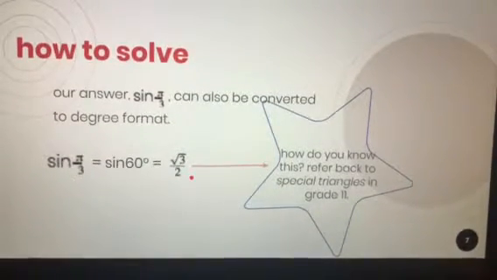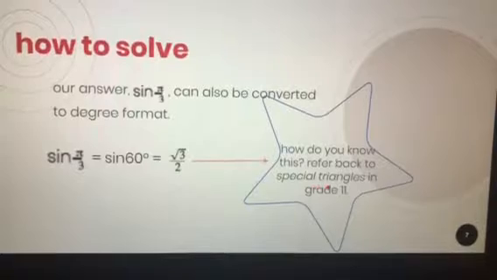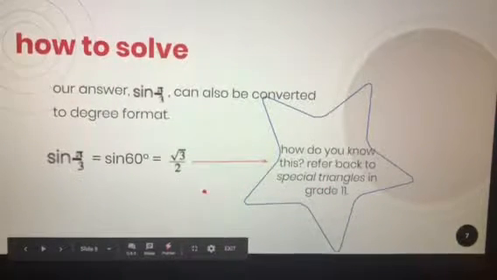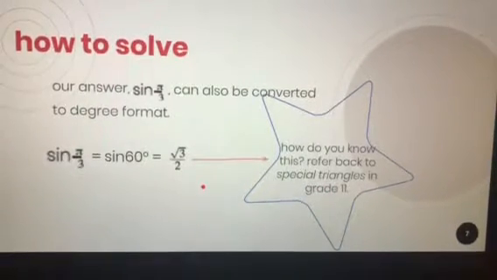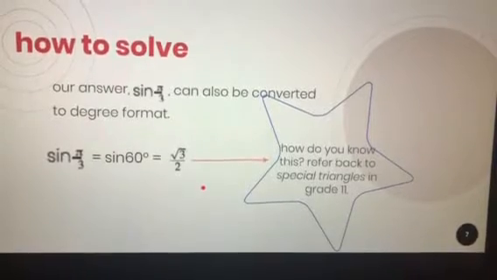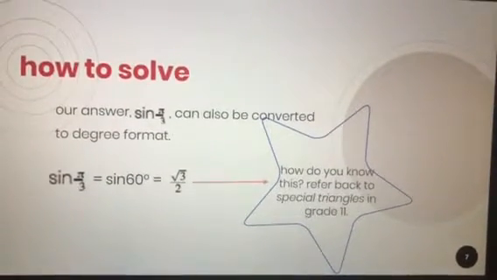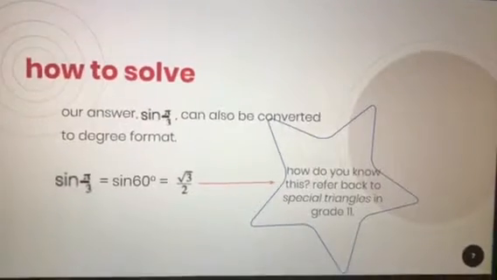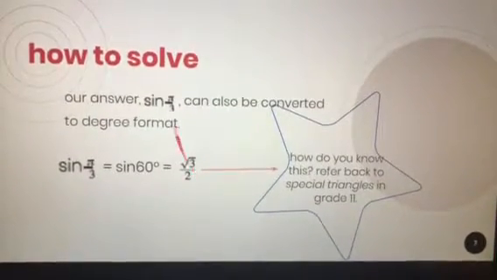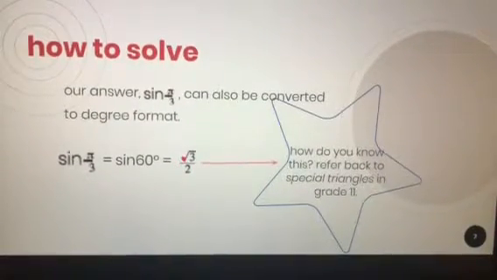How do I know this? We can simply refer back to our special triangles in grade 11. The triangles are right angle triangles, and each side has a different value. One of the values for one of the triangles is root 3 over 2.